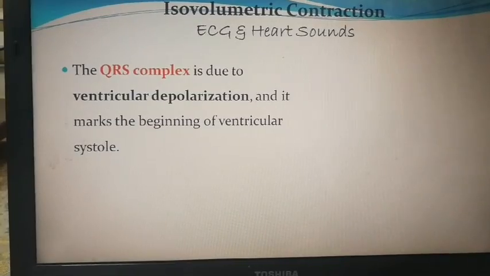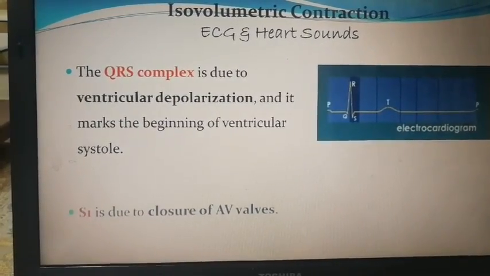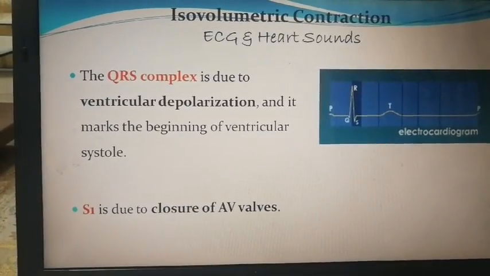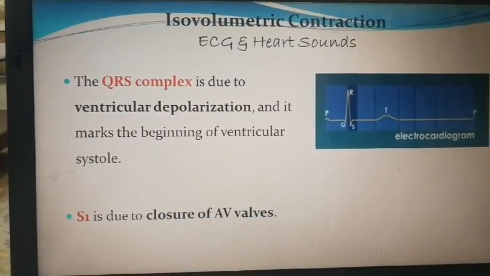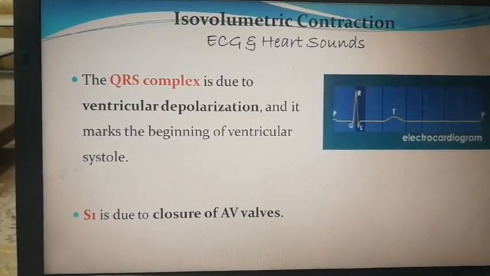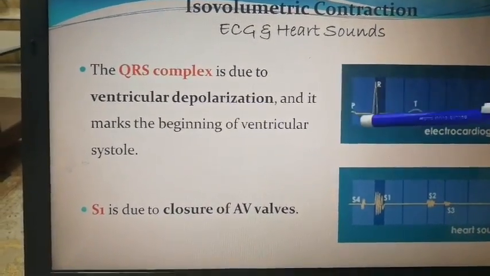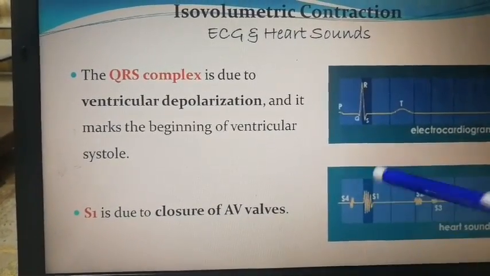Isovolumetric contraction. During isovolumetric contraction, as you have seen in the previous slide, there is a QRS complex, and the heart sound is S1. You can see here, this is the QRS complex of the ECG, and this is the S1 heart sound.